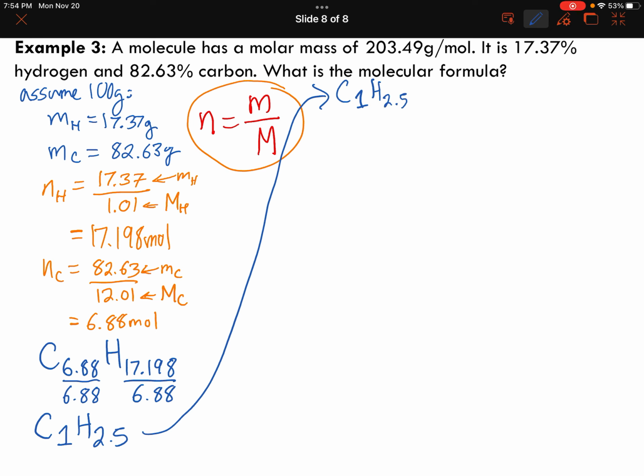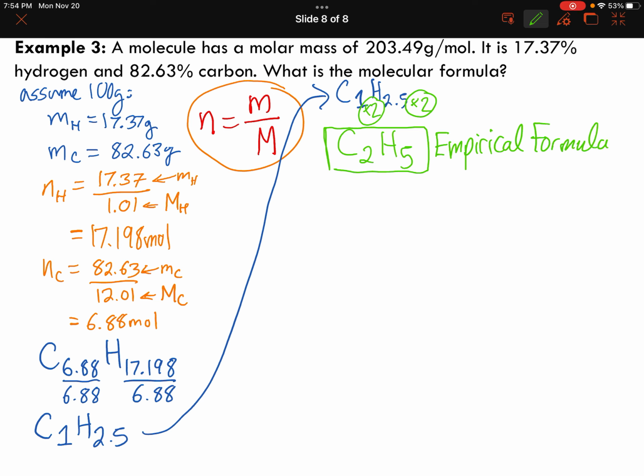That's actually not allowed for an empirical formula. You can't have a decimal in an empirical formula. So we have to look at what I need to multiply both of those subscripts by in order to scale them up to the nearest whole number, whatever that is. And that multiplier is going to be 2, right? I'm going to multiply both of those subscripts by 2. And that gives me an empirical formula of C2H5. 2.5 times 2 is 5. So that right there is the empirical formula.